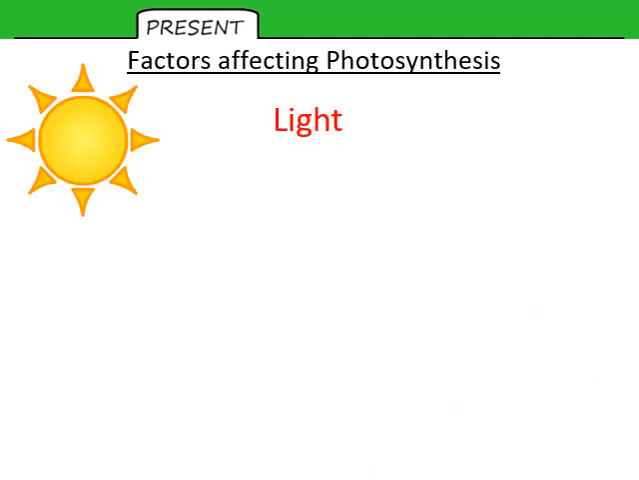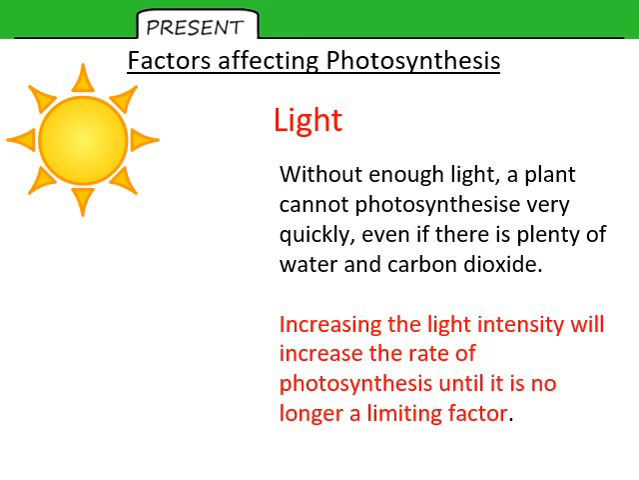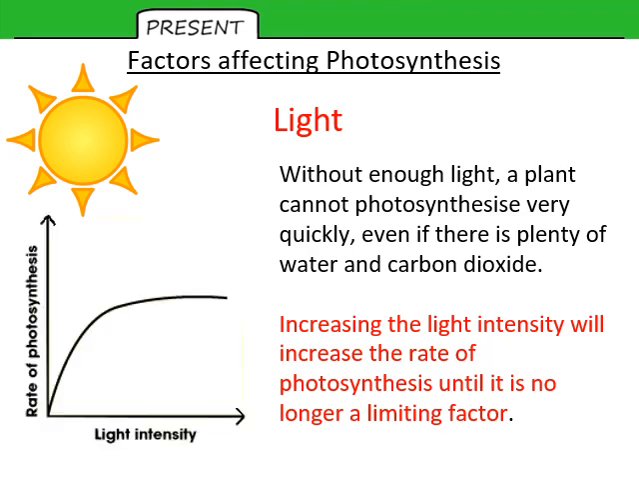On to our next factor, which is light. We know from our study of photosynthesis that plants cannot photosynthesize if they don't have enough light. That means increasing the light intensity will increase the rate of photosynthesis until it is no longer a limiting factor. What that means is, if we represent that as a graph, our graph will look something like this. I'm going to explain this in more detail next.